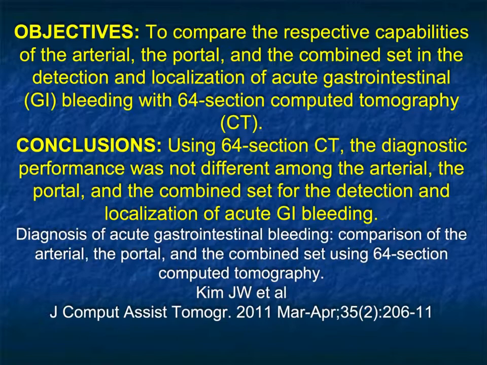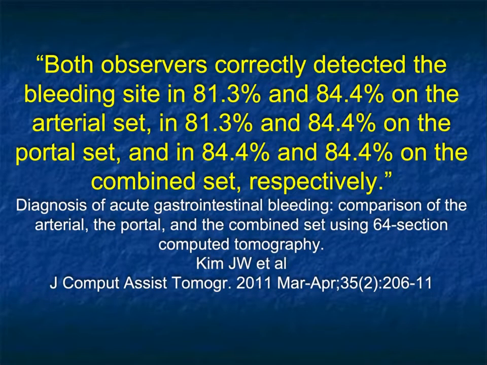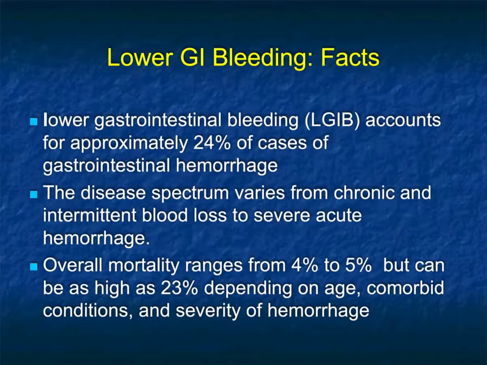In this article by Kim, there was a question as to what the best phase would be for picking up bleeding. In this article, at least, the diagnostic performance was not different amongst the arterial, portal, and the combined set for detecting and localizing bleed. I think that's really the case, though I will admit in terms of clinical practice, sometimes you see the bleed on venous phase, then you go back and you say, oh, there it is, arterial phase. So doing them together gives you the highest accuracy. And in this article, about 84% was indeed the accuracy.